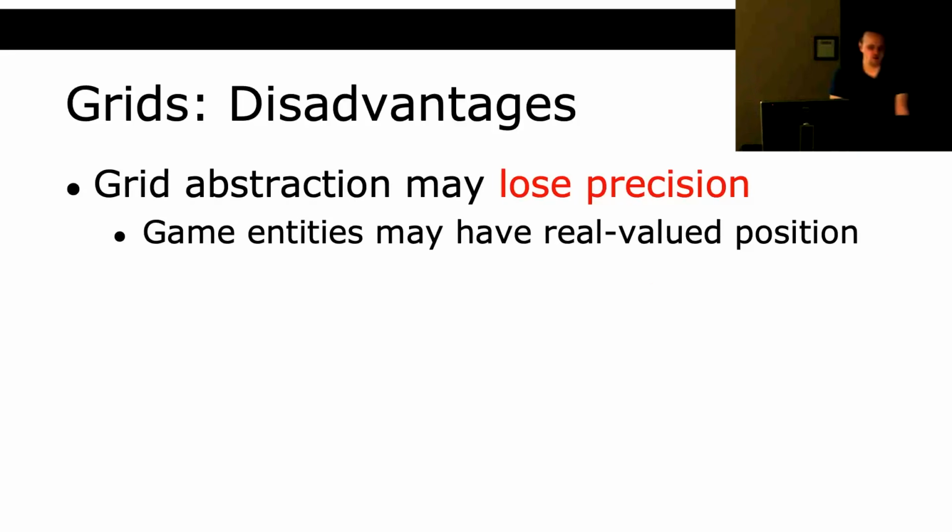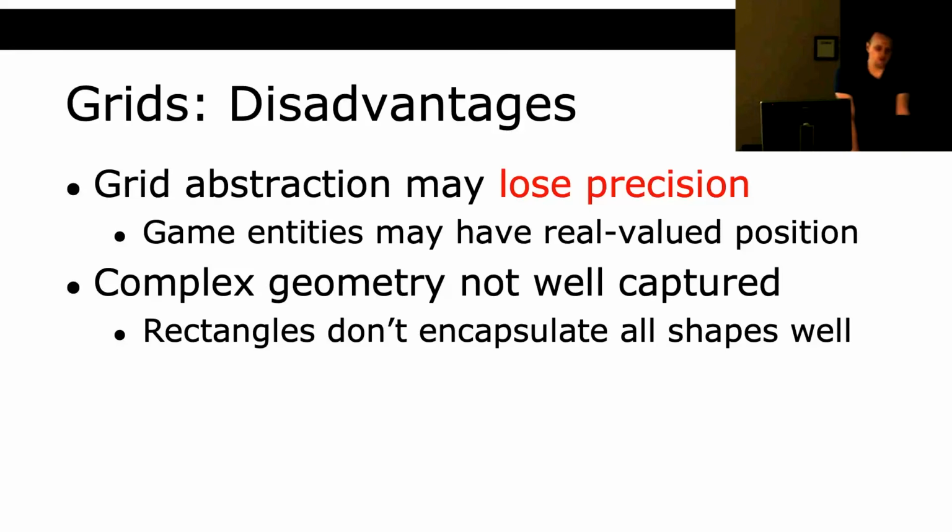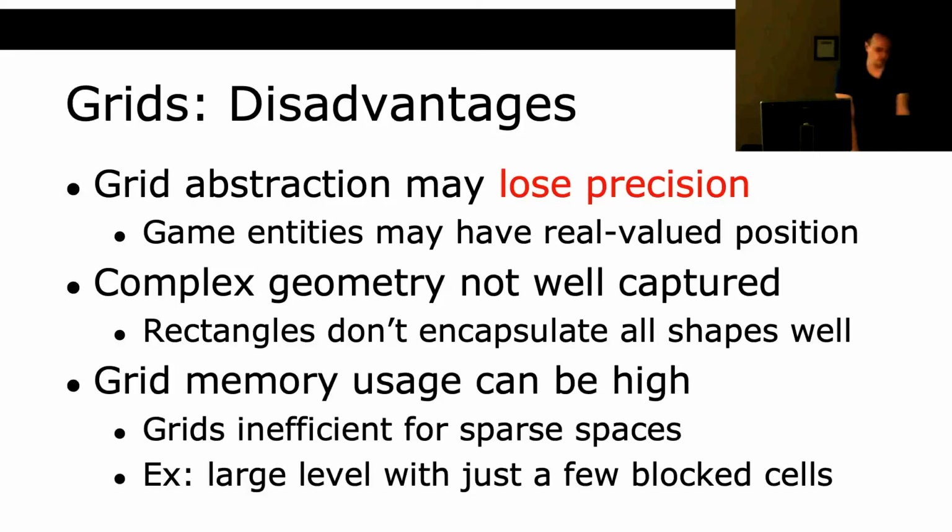So grid abstractions may lose precision. They oftentimes do. Since the game or real world entities have real valued precision, and now we're translating that to a grid, we're never going to have full precision there, no matter how fine-grained we make the grid. Complex geometry is not well captured in a grid. Rectangles don't encapsulate all shapes very well, and so that's just another loss of precision. And grid memory usage can be very, very high, and I'll show you why that is in a second. Grids are very inefficient for sparse spaces.